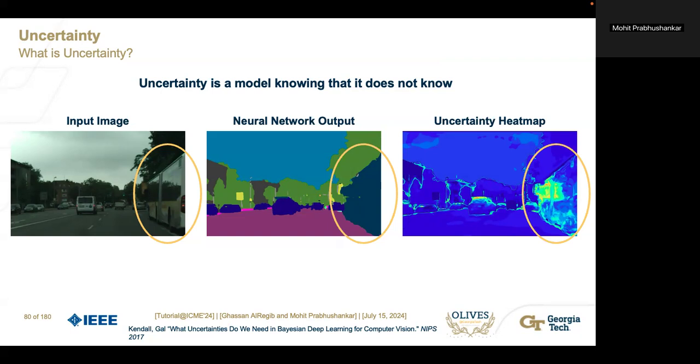So this is the definition of uncertainty. It's basically a model knowing that it does not know. The top sentence applies, but making it more formal or more mathematical is a little more difficult, because we are moving from a colloquial phrase to a more machine learning related mathematical phrase.